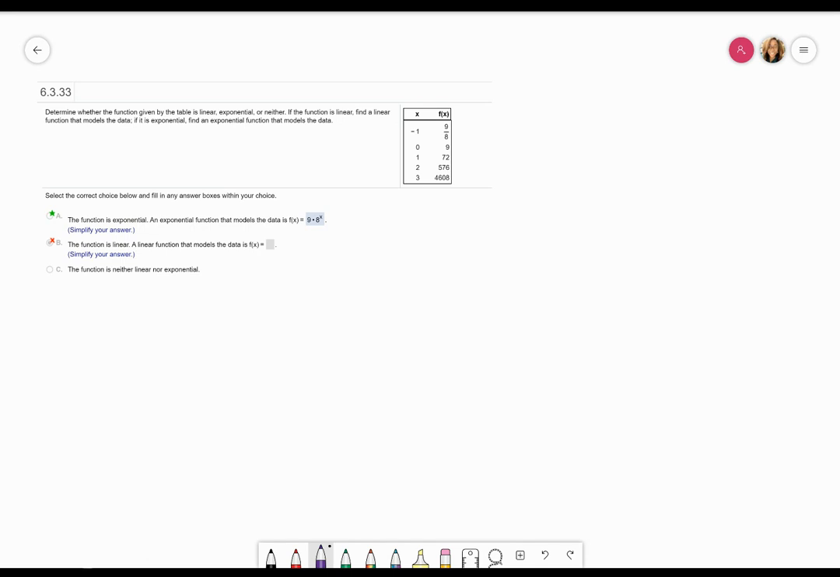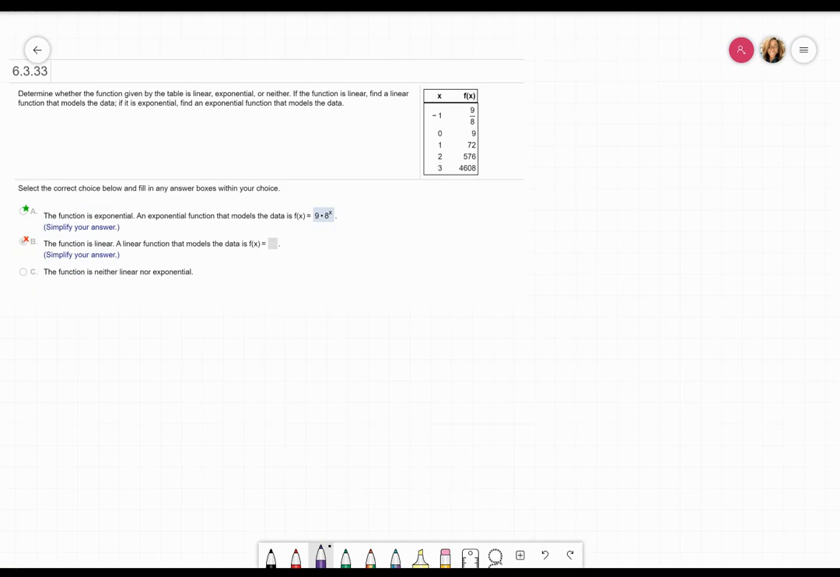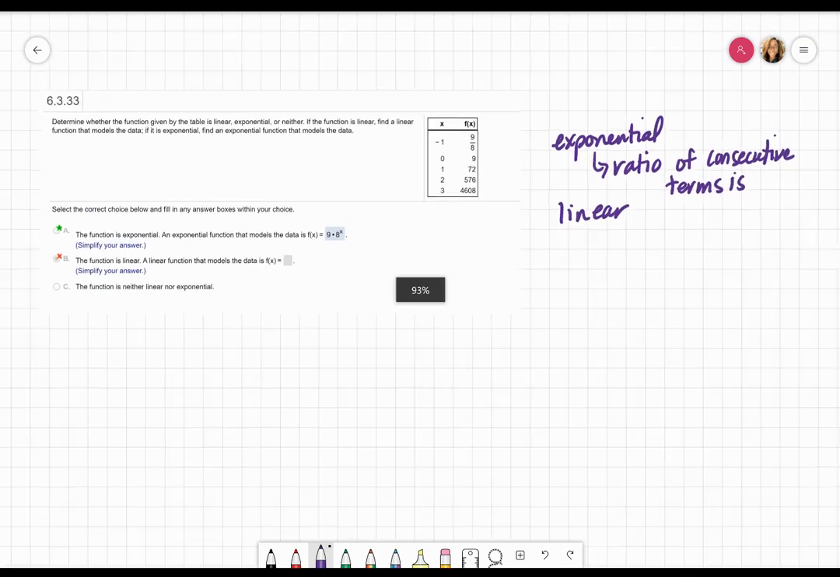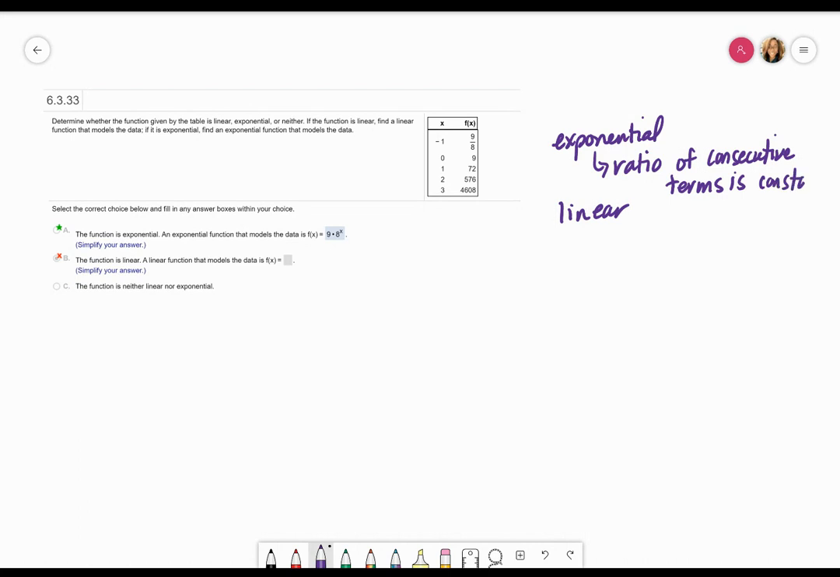Okay, so remember, you have two types of functions this could be classified under. It can either be exponential or it could be linear. If it's exponential, then that means that the ratio of consecutive terms is constant. If it's linear, then that means that the average rate of change is constant.